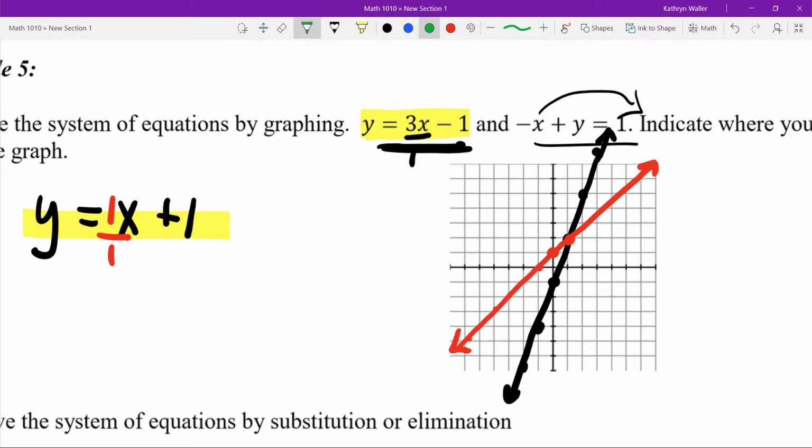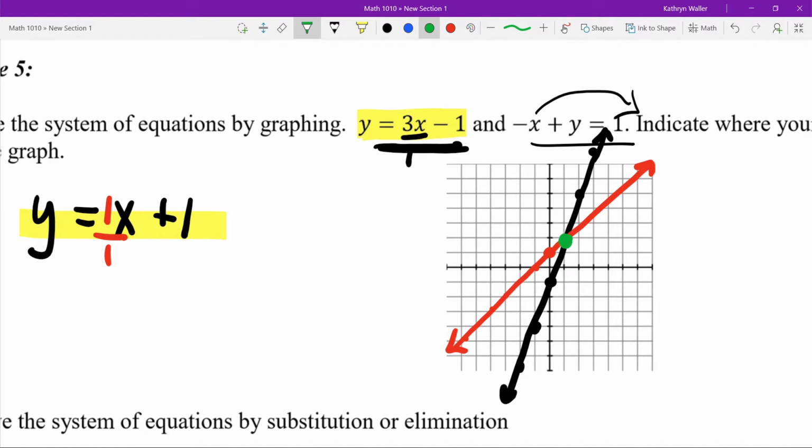The place where they cross, guys, is that green point right there. What's the ordered pair of that dot? It is right 1, that's positive 1, up 2, positive 2. There's my answer. Who says I get that? Let me see up high.